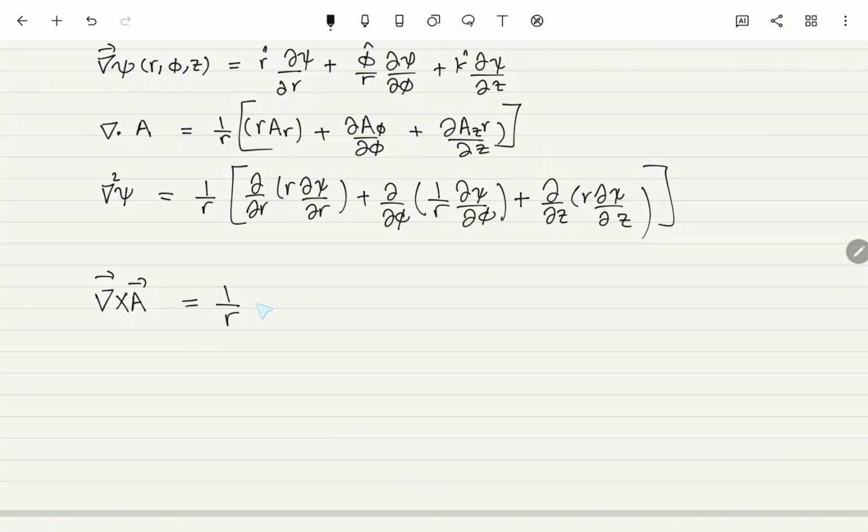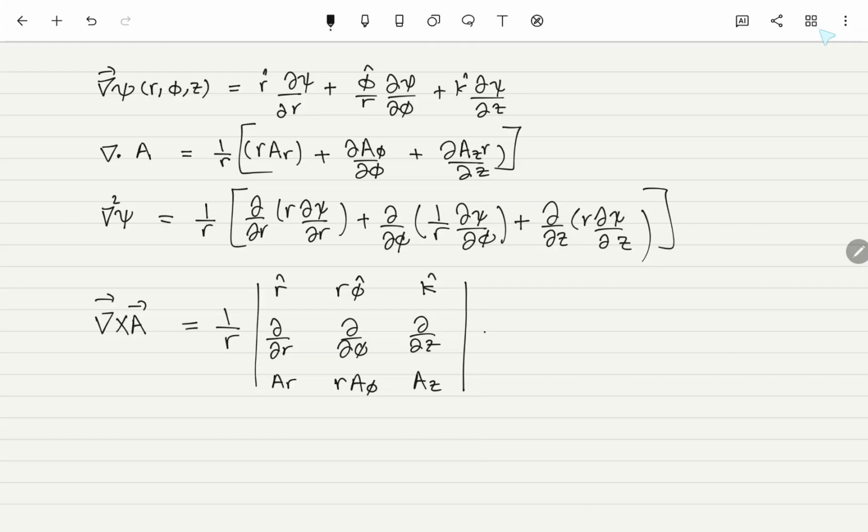So 1 over r, you open the determinant here: r hat, r phi hat, and k hat; partial partial r, partial partial phi, partial partial z; A_r, r A_phi, A_z. Again, you don't have to remember all these quantities in cylindrical coordinates. They will be given to you whenever you need them.